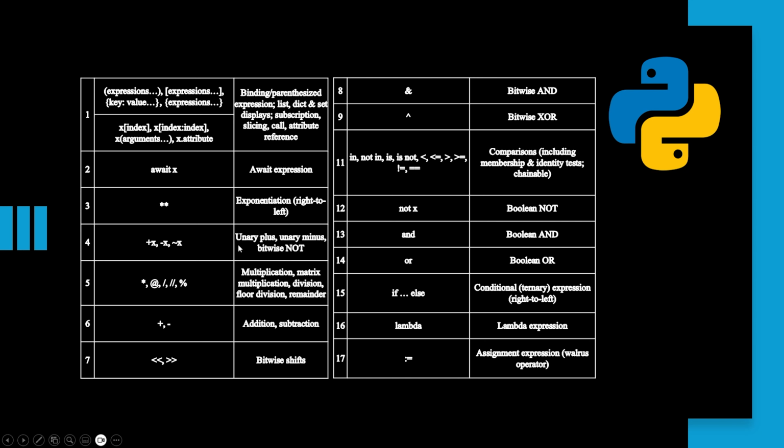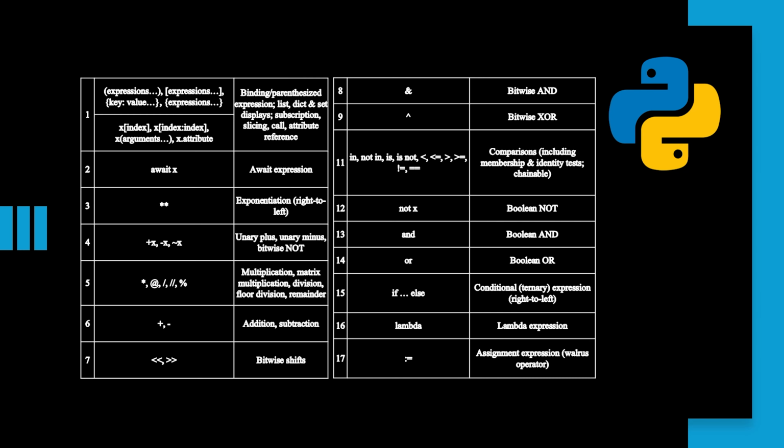After that, unary plus, unary minus, and bitwise not come. Then multiplication, then things like matrix multiplication, division, floor division, remainder, etc. Then addition and subtraction, bitwise shifts, bitwise AND, bitwise XOR, comparisons, including membership and identity tests, which are chainable. Then boolean not. After that, AND, OR, conditionals, etc.